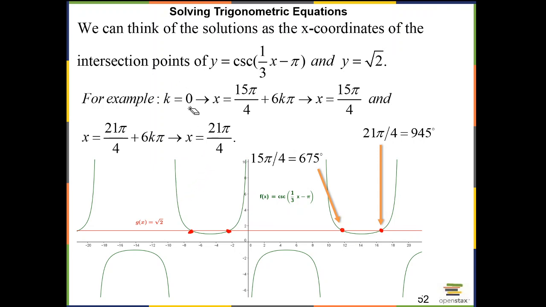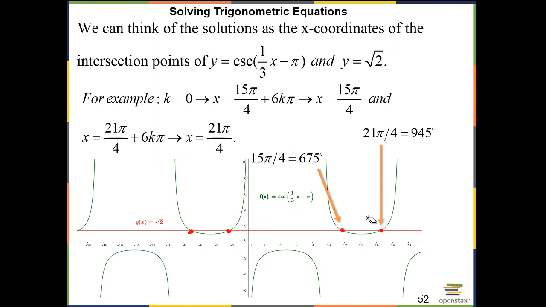Okay, so for example, if k equals 0, we get 15 pi over 4, which is 675 degrees, and we get 21 pi over 4 from the second equation, which is 945 degrees. So these are the two solutions we get if k equals 0.